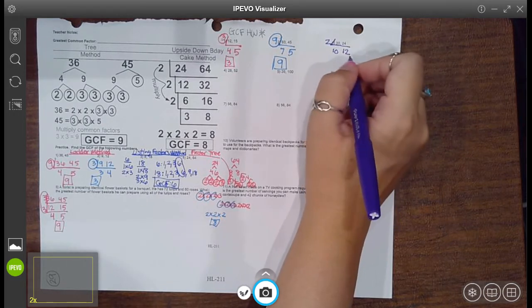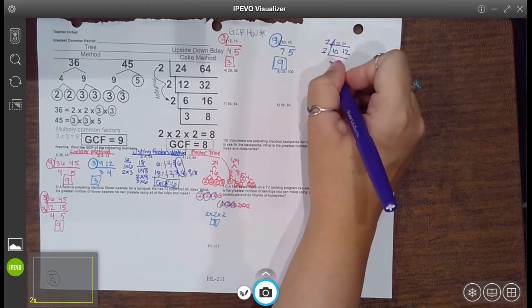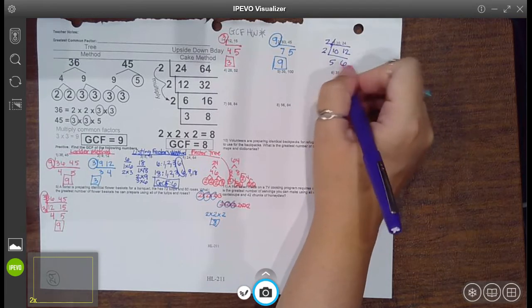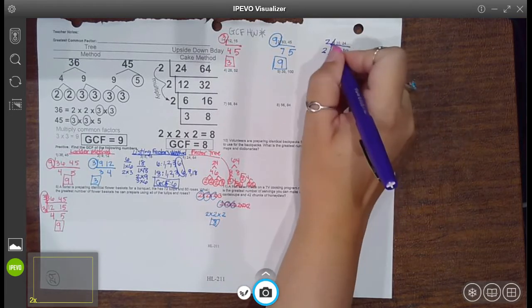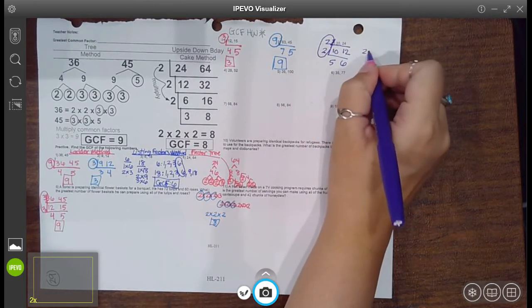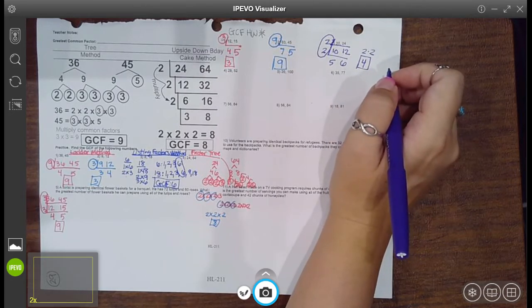Yeah, because what can go into 10 and 12? 2 can. And 2 times what is 10? 5. 2 times what is 12? 6. Can anything go into 5 and 6? Nope. So go ahead and multiply those. 2 times 2, you get 4. There you go. That's your GCF.